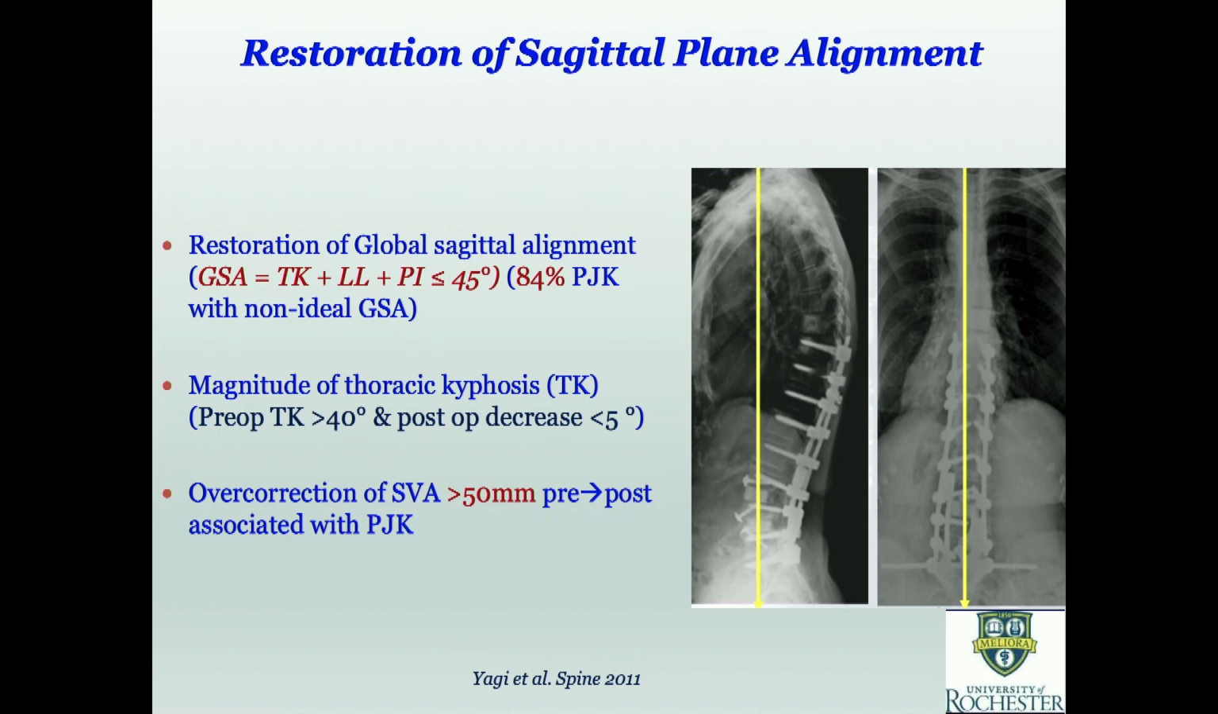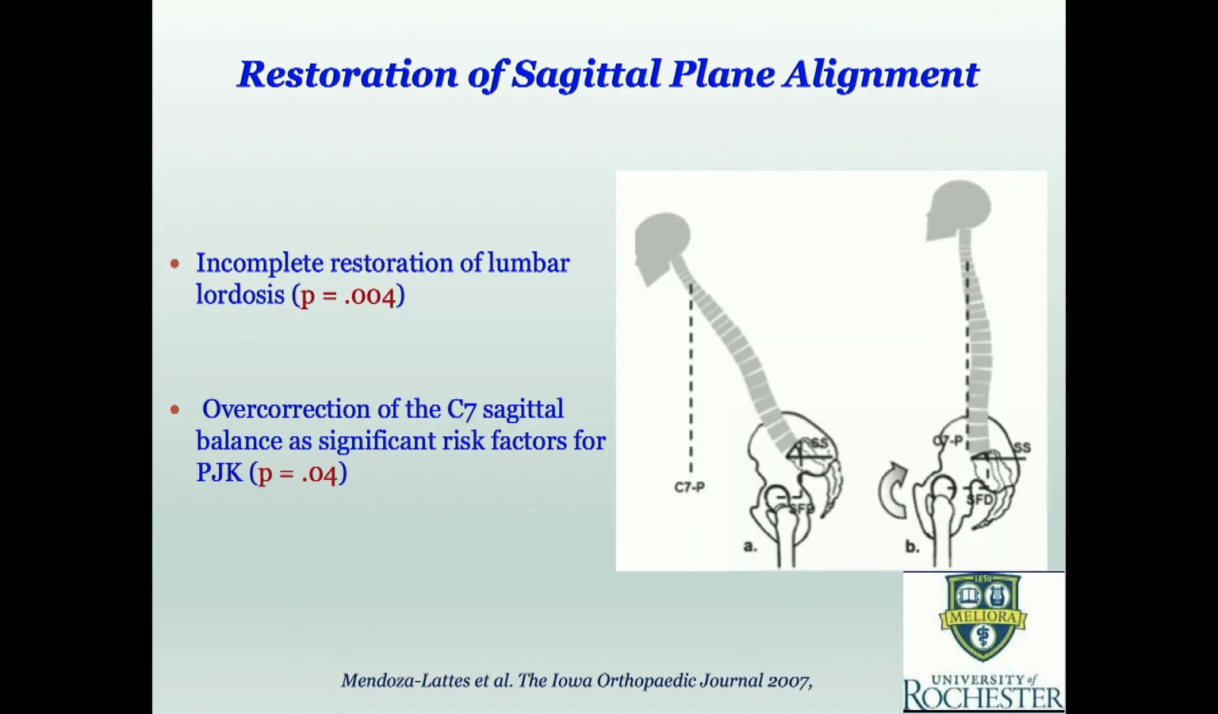So maybe we should consider that not every patient has to be within what we consider to be the global sagittal alignment. Overcorrection, we know, is something that can predispose these patients to proximal junctional kyphosis. So we know incomplete restoration of the lumbar lordosis and overcorrection of the C7 plumb line are all risk factors for PJK.